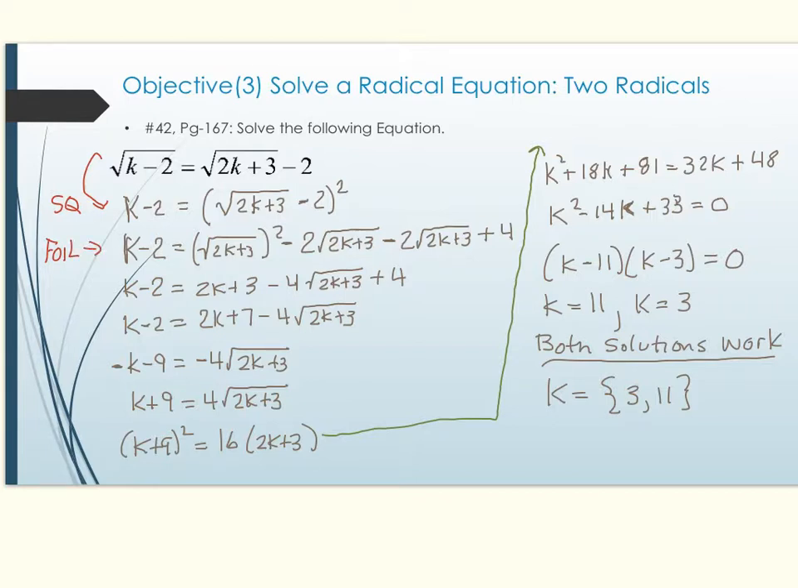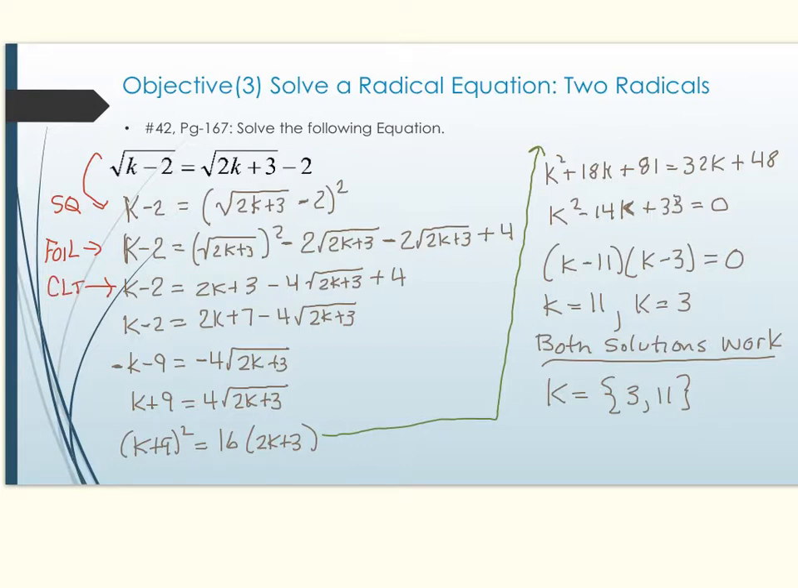So we're going to leave the left side alone. It's k minus 2. But when we FOIL, we get the square of the square root of 2k plus 3, minus 2 times the square root of 2k plus 3, minus 2 times the square root of 2k plus 3, plus 4. So now we want to combine like terms, and we will spend a little bit of time doing that.